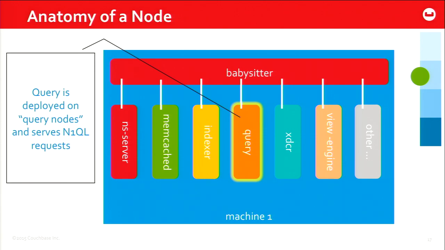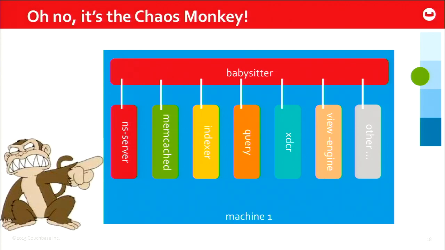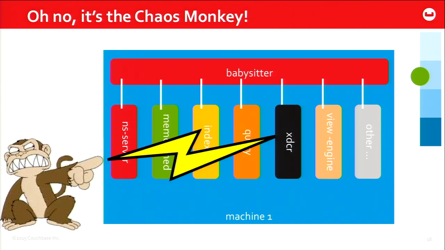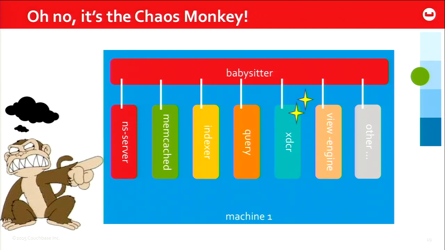So the babysitter, its job is actually relatively simple. It starts, manages, monitors, and restarts these nodes. So, oh no, it's the chaos monkey. There was a chaos shark, but I guess this is a tip of the hat to Netflix. The chaos monkey comes along, kills one of your processes, and babysitter will take care of it, and the chaos monkey is disgruntled. So babysitter has a relatively simple existence. Its job is simply to manage the tree of cooperating processes on the node.